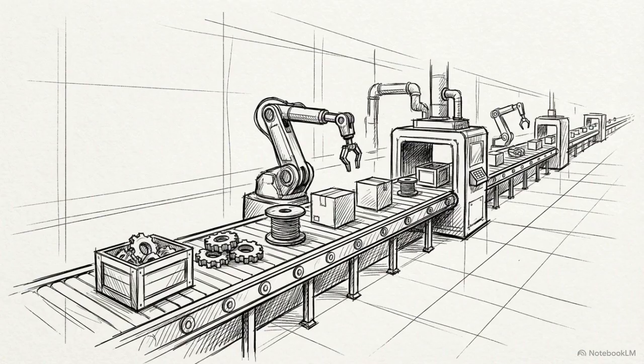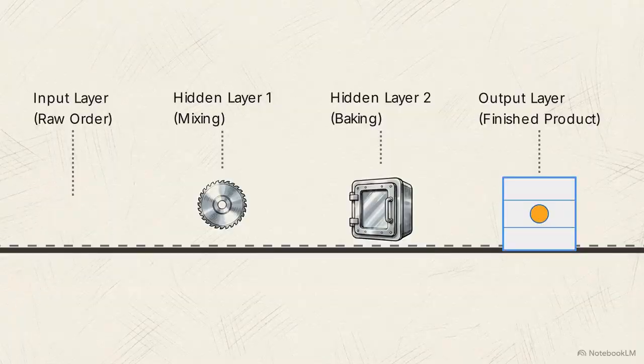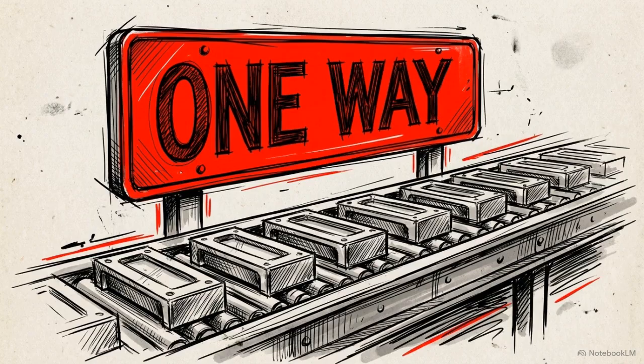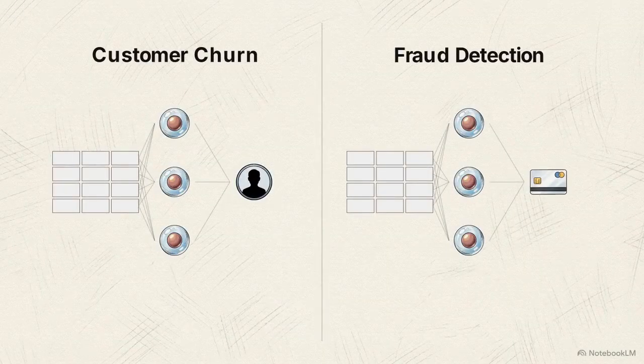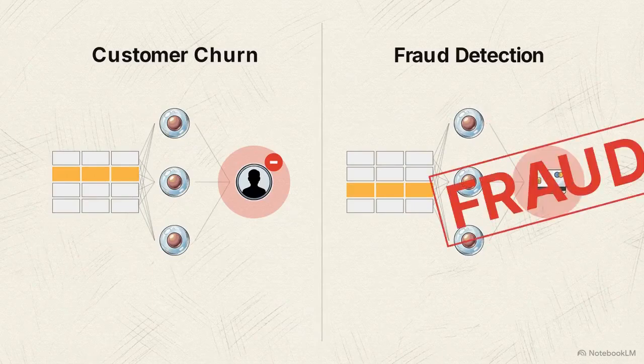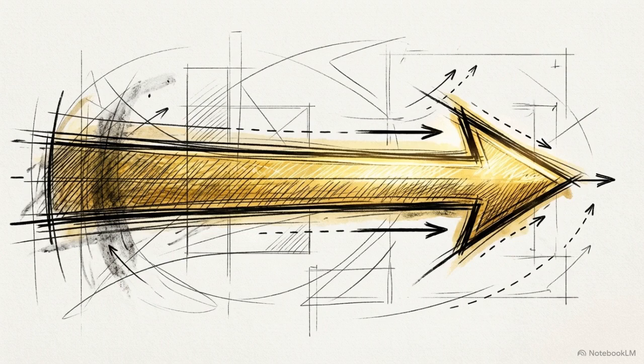The mechanics mirror a factory assembly line. A raw order comes into the building, passes sequentially through discrete mixing and baking stations, and exits as a packaged cookie. The product never moves backward to a previous station. This rigid, linear processing is highly effective for tabular data. Businesses deploy FFNs to predict customer churn or flag fraudulent credit card transactions based on structured historical records. Because the data flow is strictly one way, FFNs execute simple decisions quickly.